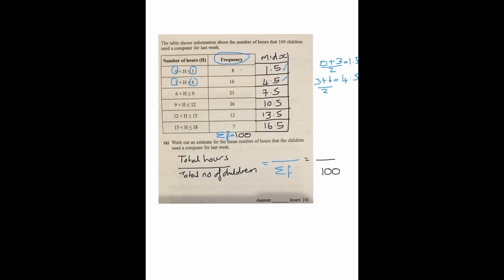Now, we are asked to work out an estimate for the mean. The mean is the total number of hours spent on the computer divided by the number of children there is. We have already established that there are 100 children. Now we have to make sure that we know the total amount of hours spent on the computer.